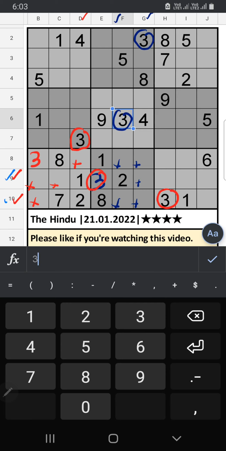9th row and 10th row we have 2. So 2 can't come in these cells. Column I also we have 2. So 2 can't come in this cell. Then 2 is confirmed here. Column I and column J we have 5. So 5 can't come in these cells. Then 5 is confirmed here.